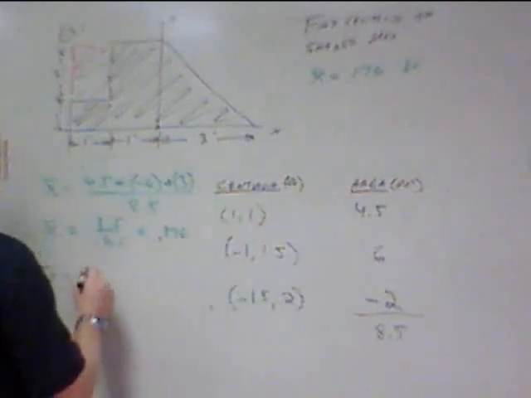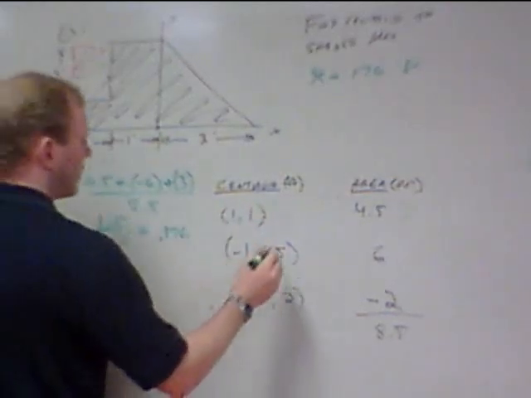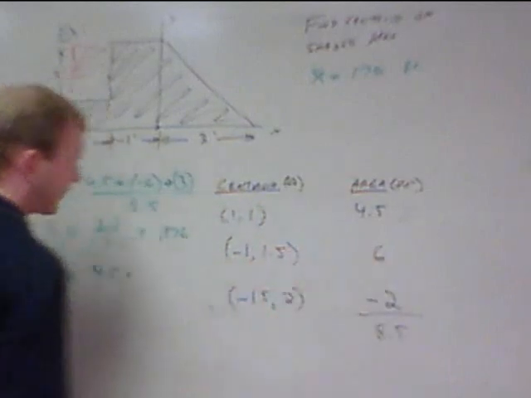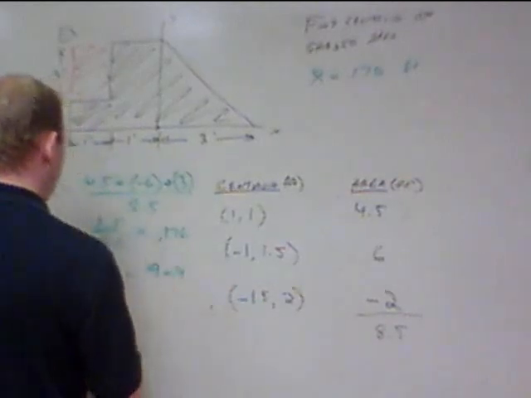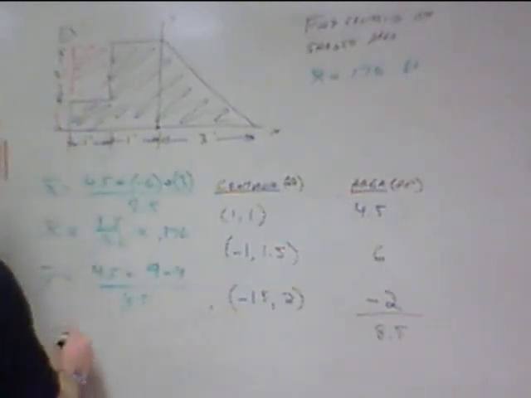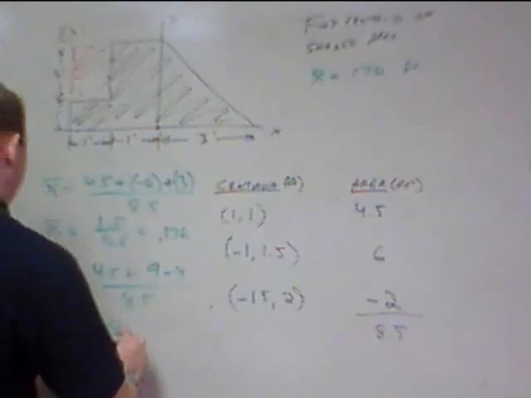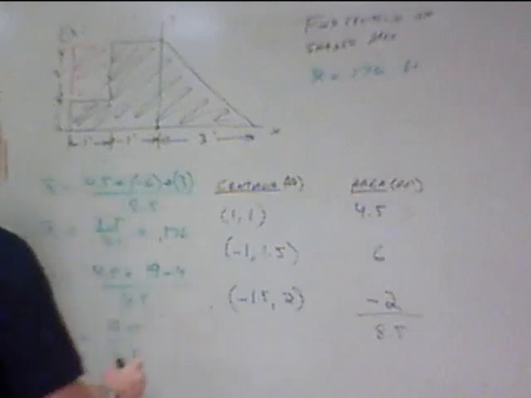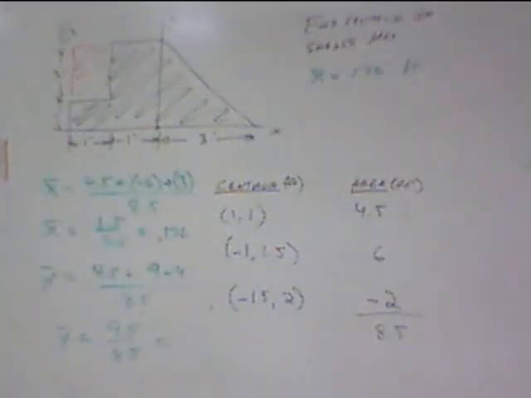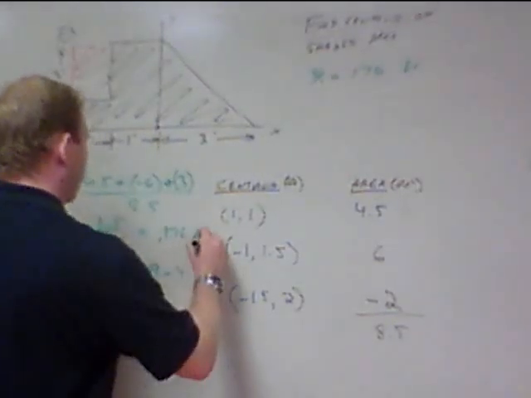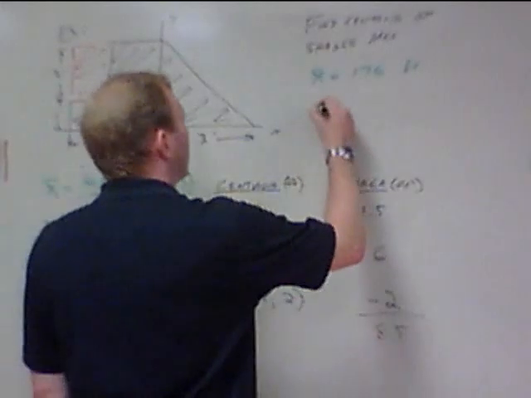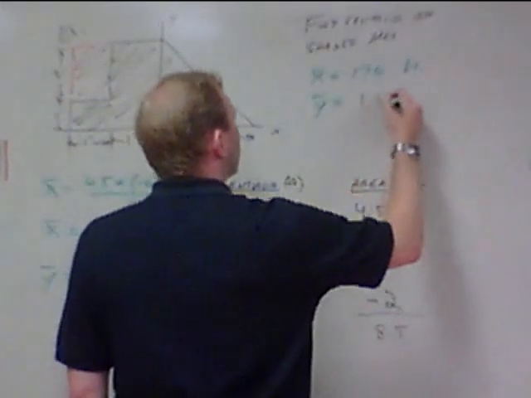So y, we have 1 times 4.5 is 4.5, plus 1.5 times 6 is 9. 2 times negative 2 is minus 4, all over 8.5. Y bar is equal to 9.5 over 8.5, which is 1.12 or so. This is in feet. So y bar is 1.12 feet.